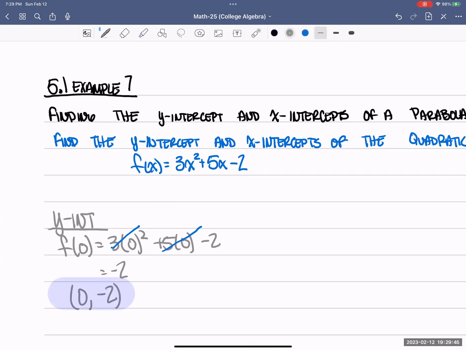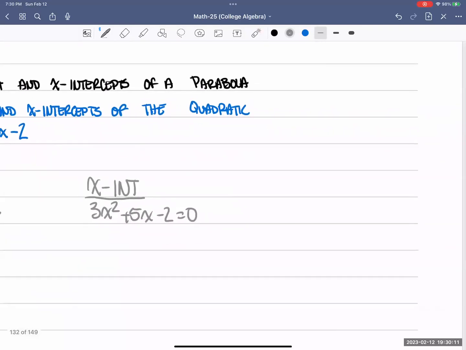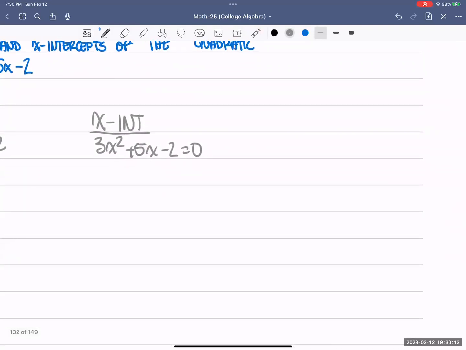And I wish the x-intercept was just as easy, but this one's going to be a little bit tougher. The x-intercept happens when y is equal to 0. So we're going to set our function equal to 0. So here we have 3x squared plus 5x minus 2 equals 0. I wish we had a couple of tools to teach us how to solve quadratics like this.